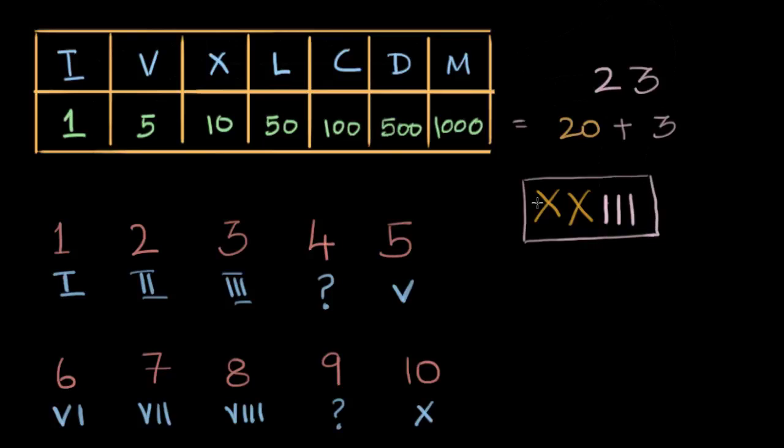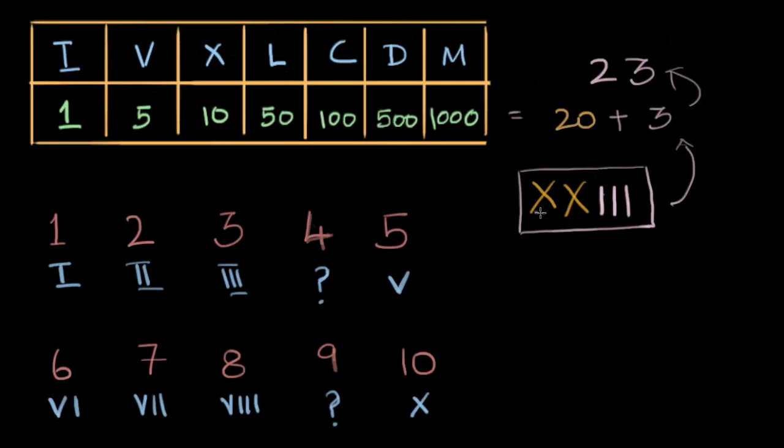I would have read it by going X is 10, so 10 plus 10 is 20, I is 1, I is 3, so this is 20, this is 3, so 20 plus 3 is 23. So that's exactly the backward process that I would have used.